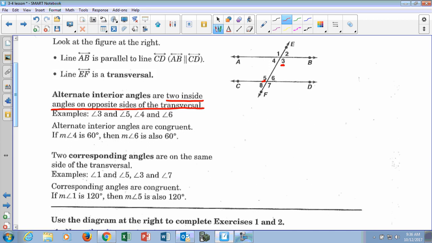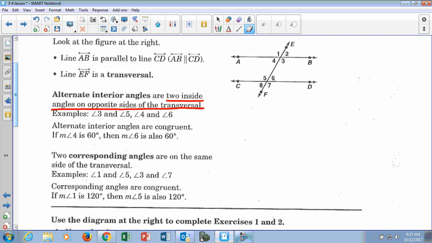Alternate means opposite, right? And interior means inside. So just to help you. 4 and 6 are the other two. All right. So these angles are also congruent. So they're saying if angle 6 is 60 degrees, then so would be angle 4.